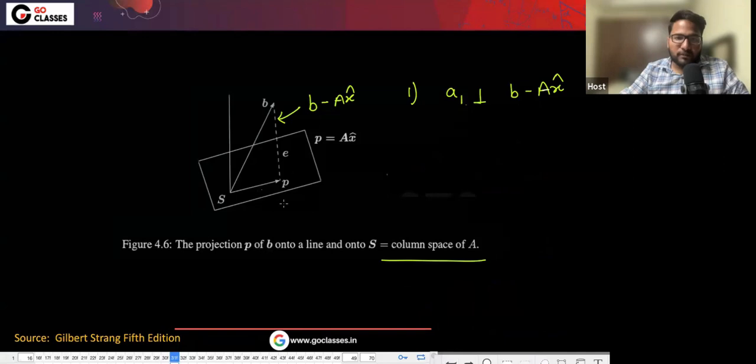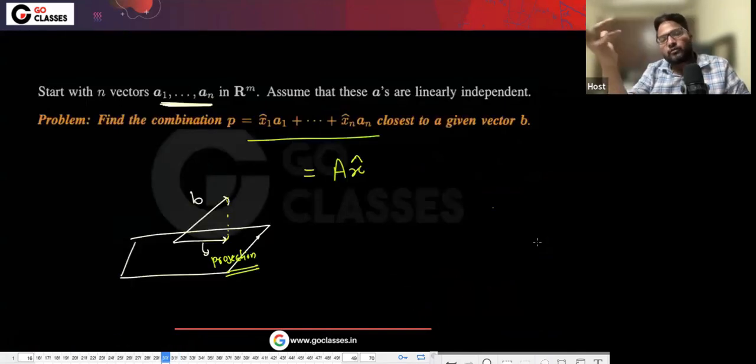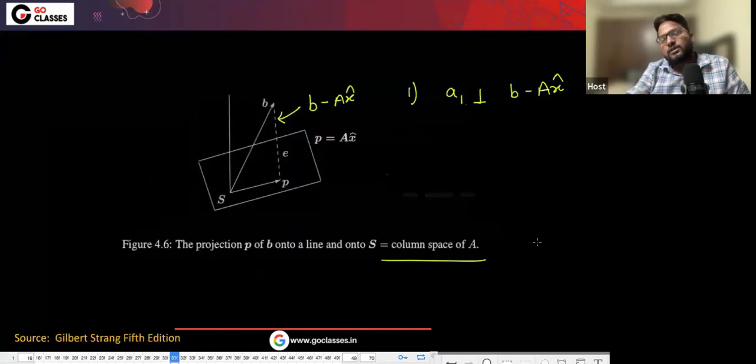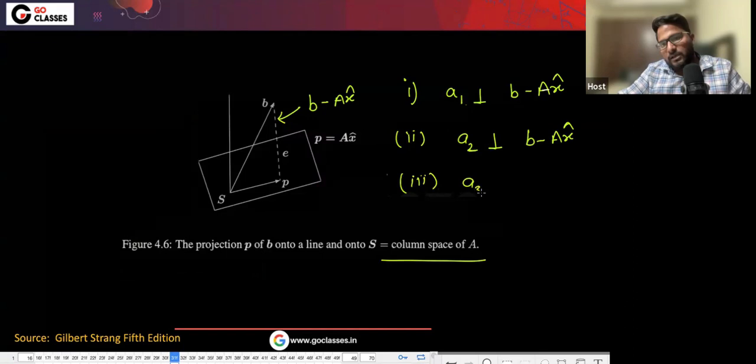So this is projection p, which is nothing but A x cap, right? Because this p will be some coefficients of these a's. That's why I'm writing A x cap. Now, just because of the definition of the projection, I can write a2 is also perpendicular to b minus A x cap. a3 is also perpendicular to b minus A x cap. Like that, right? If that is the case, can you find out this x cap?